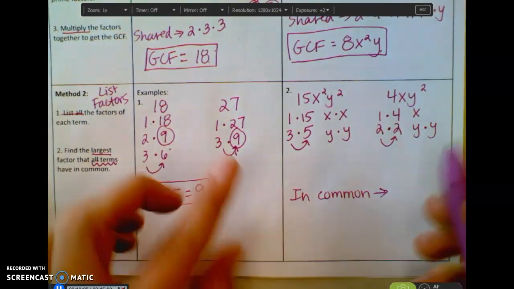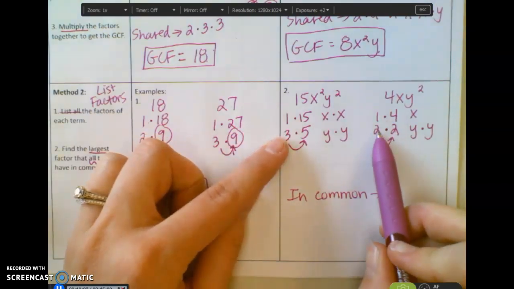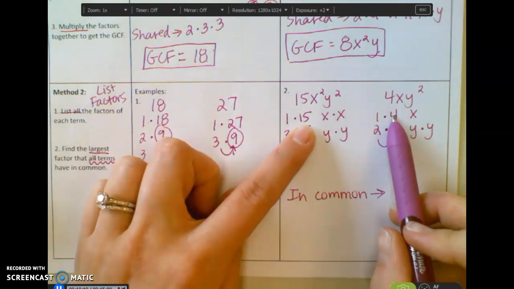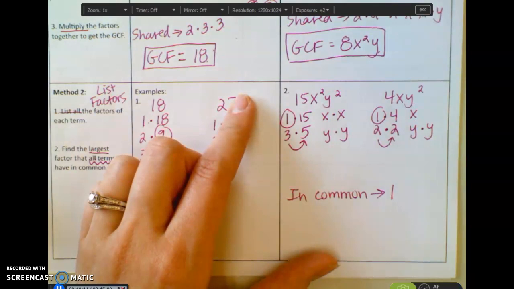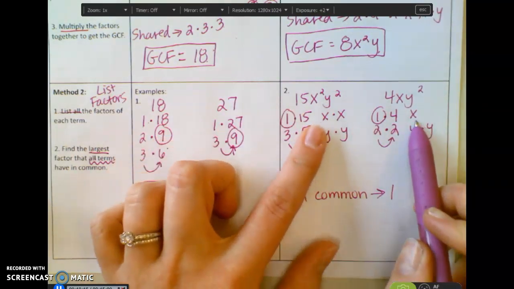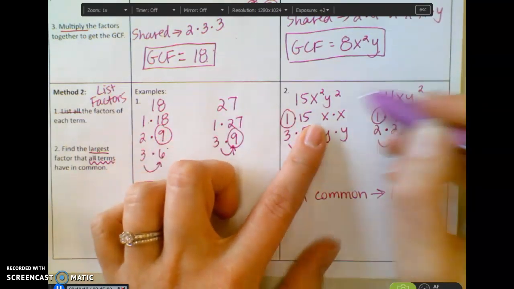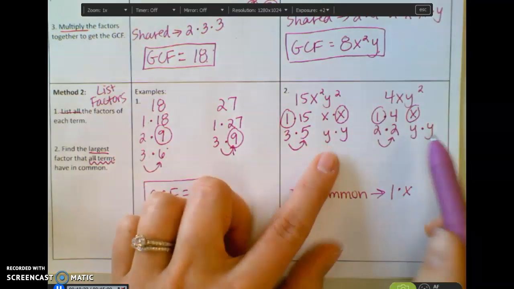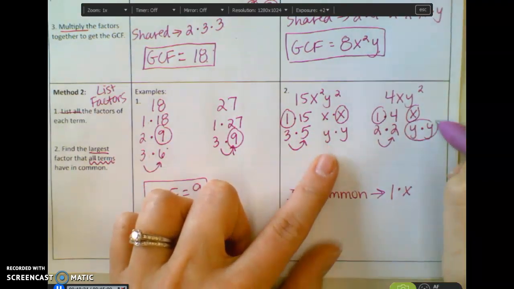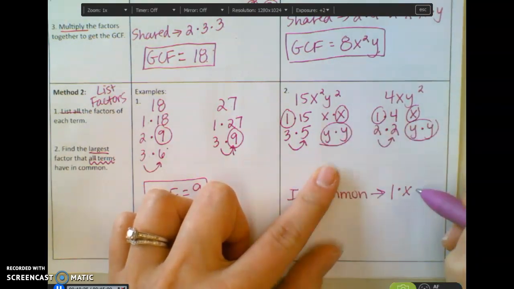First, look at the numbers. I see 1, 3, 2, 5, 4, 15. The only thing they share in terms of numbers is 1. What about with variables? I see an x on this side and an x on this side. And then with y's, 2 y's here, 2 y's here. So they share 1x and 2 y's.